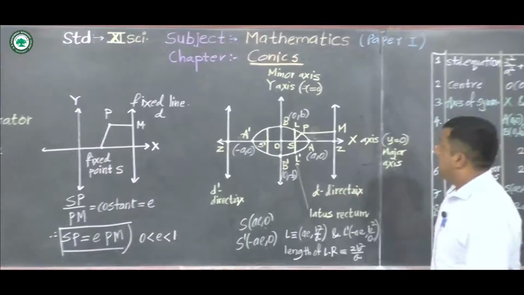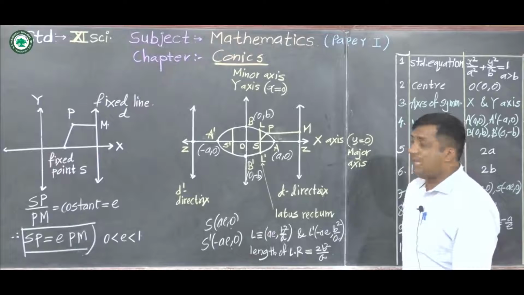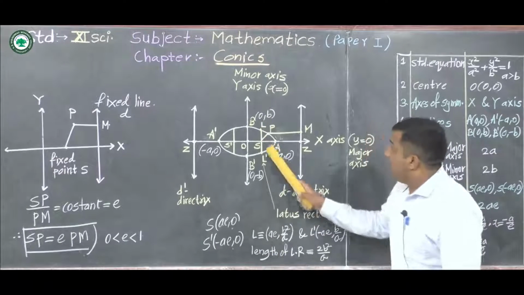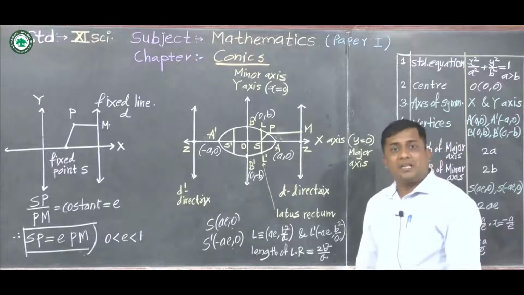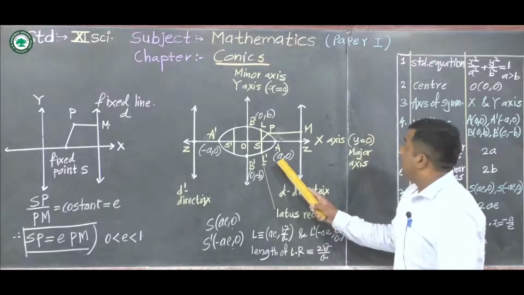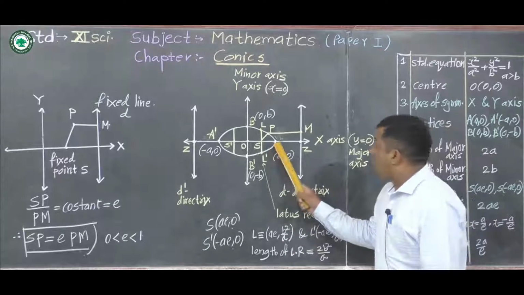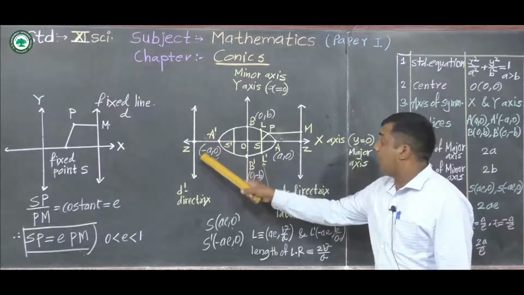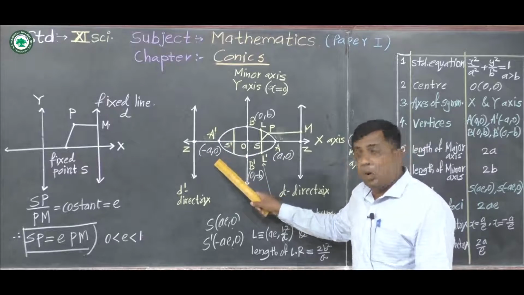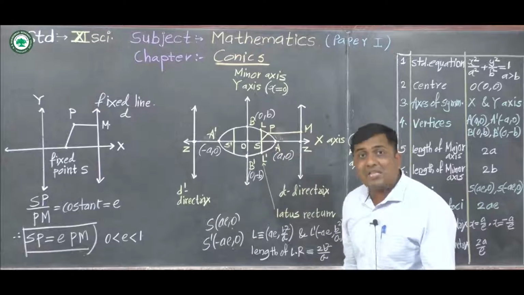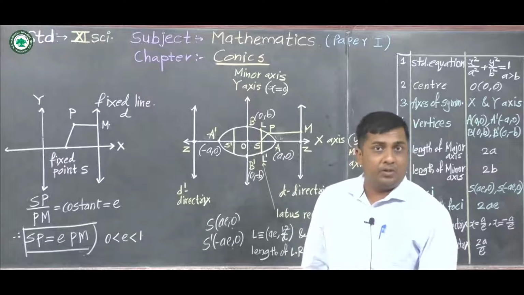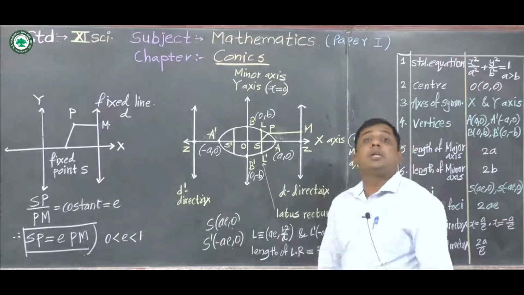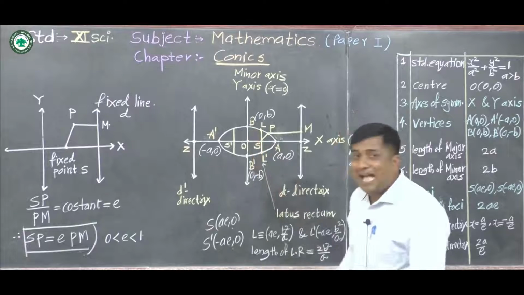Here we define the major axis and minor axis, the points on the ellipse, and the length of the latus rectum. Then also the length of A and A dash. Since the coordinates of A are (A, 0) and for A dash it is (minus A, 0), the length of A A dash here is 2A, and for B and B dash the length is 2B.